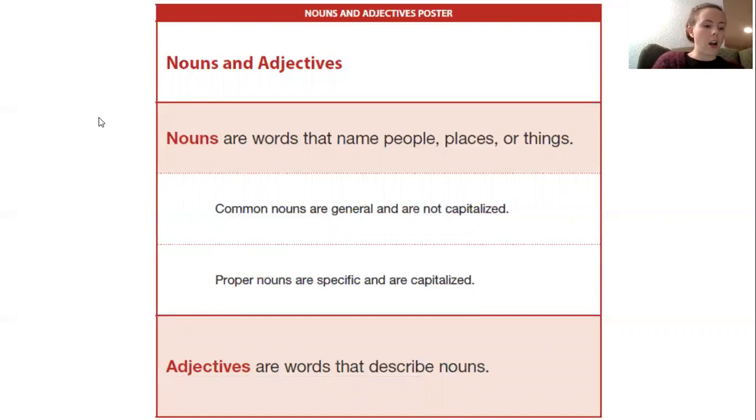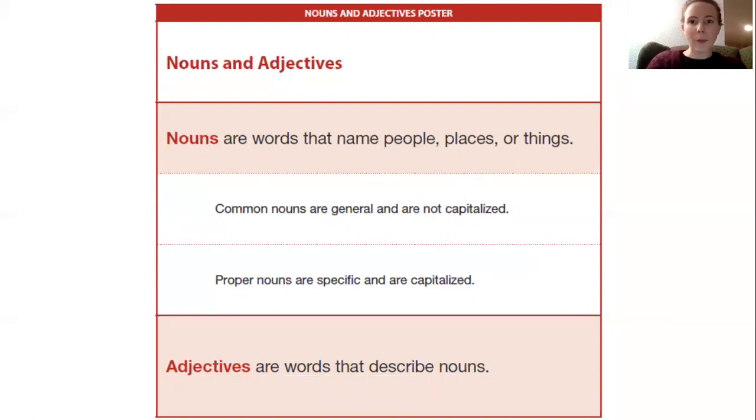Nouns are words that name people, places, or things. Hopefully that's review, that's something familiar to you, but it's good to keep track of because as we're writing more complex sentences, as we get older and move on to middle school, we'll need to know these things to make sure we're using our grammar correctly.